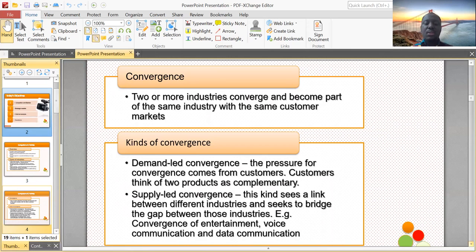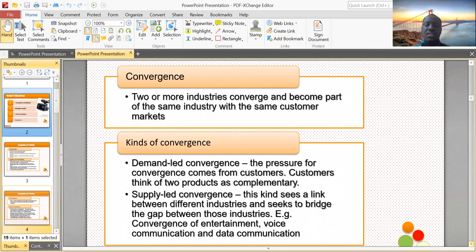So demand-led convergence usually originates from customers. The pressure for convergence comes from customers, where customers think of two products as complementary. When customers see that these two products are complementary, then it can lead to a demand-led convergence. So that's a typical situation when it comes to demand-led convergence. Then let's look at supply-led convergence.